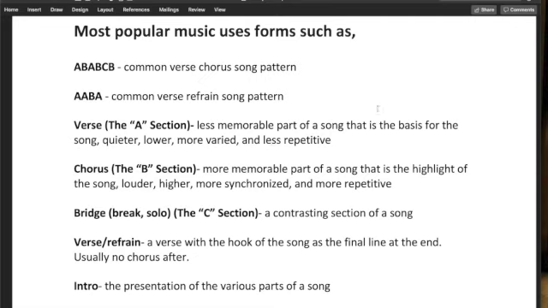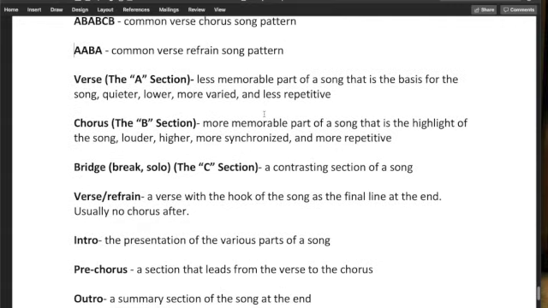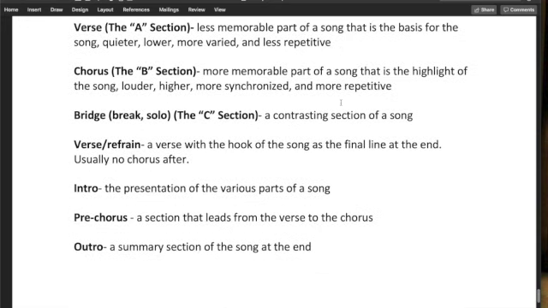So the verse is the A section. Less memorable part, that's the basis for the song: quieter, lower, more varied, usually less repetitive. The chorus is the more memorable part of the song, the hook, the highlight of the song. It's louder, higher, more synchronized, more repetitive. The bridge is a contrasting section of the song.